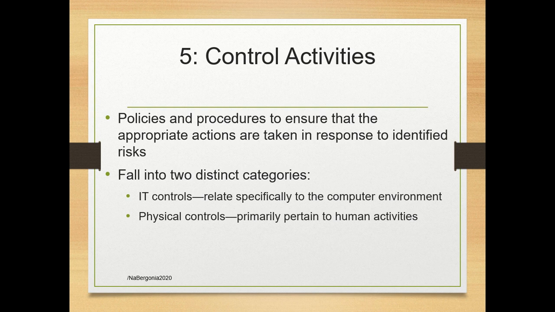So when we talk about control activities, it talks about the policies and procedures which is to ensure that the appropriate actions are taken in response to the identified risks. So these control activities may fall into two distinct categories. We have the IT controls, which relates specifically to the computerized environment, and we have also the physical control, which pertains to human activities. So now, let's talk about the IT controls, no?